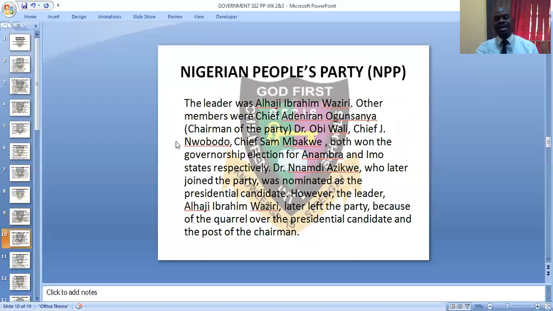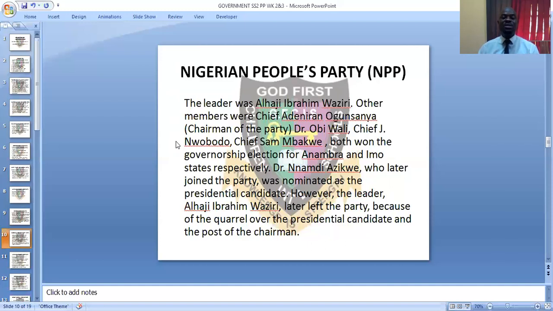We have another party here, the Nigerian People's Party, that is NPP. The leader was Alhaji Ibrahim Waziri, and other members of the party were Chief Adeniran Ogunsanya, who was the party's chairman, Dr. Obi Wali, Chief J. Nwobodo, and Chief Sam Mbakwe, and these two people both won the governorship election for Anambra and Imo State, respectively.